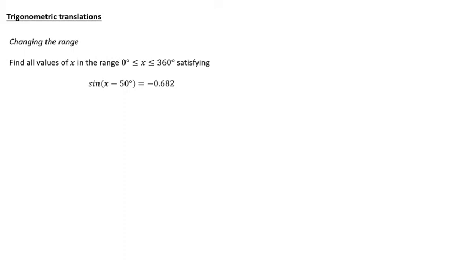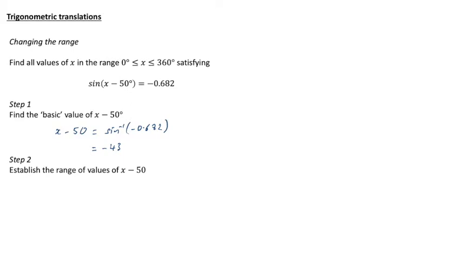So we need to find all the values of x in the range 0 to 360 degrees, which satisfy sine of x minus 50 degrees is equal to minus 0.682. So in this case, the first step is to find the basic value of x minus 50 degrees. And we do that in the usual way, so x minus 50 is equal to sine to the minus 1 of this minus 0.682, and that gives us minus 43.